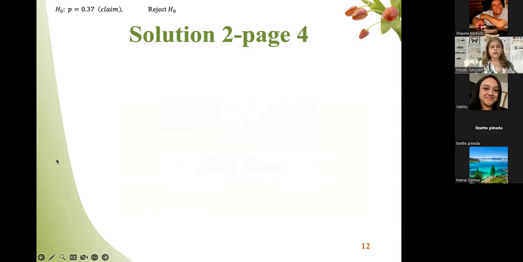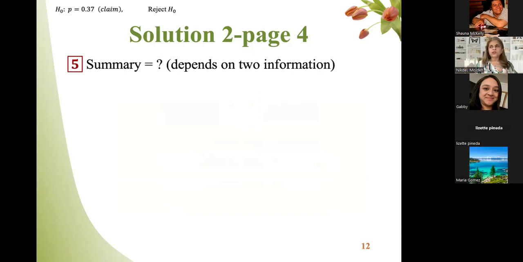Okay. Last step, we're going to summarize our result. It depends on two things: what is our claim and what did we accomplish in step 4? So our claim is the null hypothesis. And in step 4, we rejected the null hypothesis. Claim is the null hypothesis; in step 4, we rejected H0.